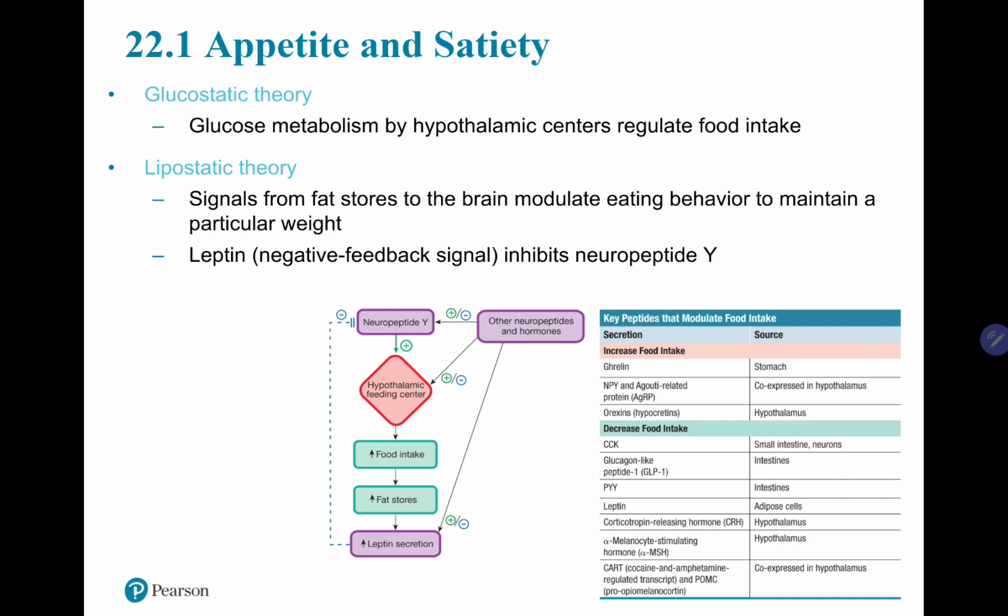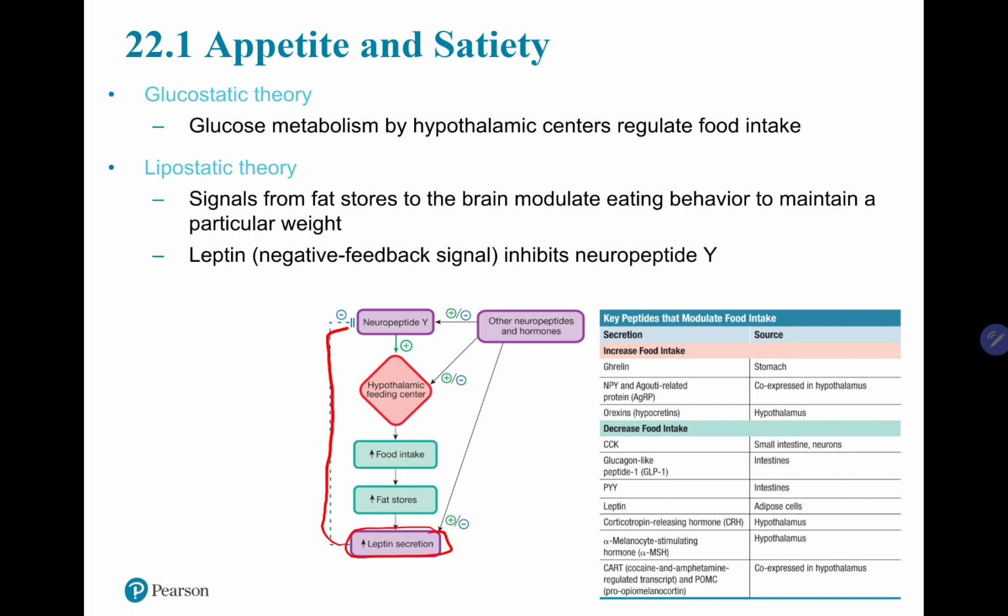In 1994 came the discovery of leptin, which is a protein hormone synthesized by adipocytes. It provided evidence for the lipostatic theory. And so leptin, as you can see here, acts as a negative feedback signal between adipose tissue and the brain. As fat stores increase, adipose cells secrete more leptin and food intake decreases, as we can see right here.